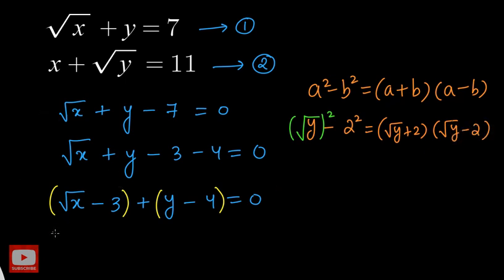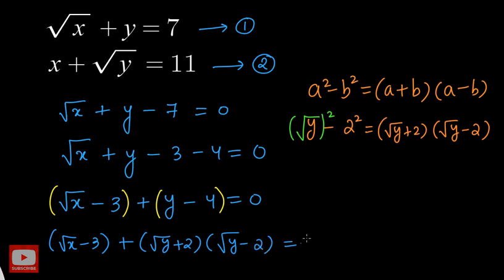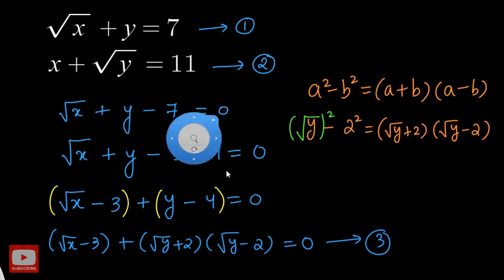So let's substitute it here. We have got root x minus 3 plus y minus 4 can be written as root y plus 2 times root y minus 2 equal to 0. Let me keep this as equation number 3. Let me keep this as it is, and I'm going to work with the second equation now.